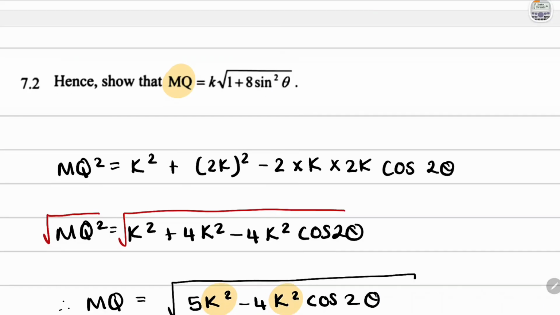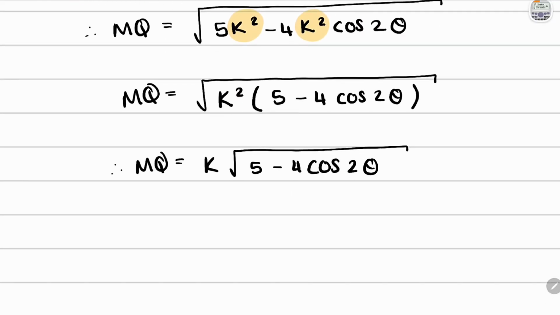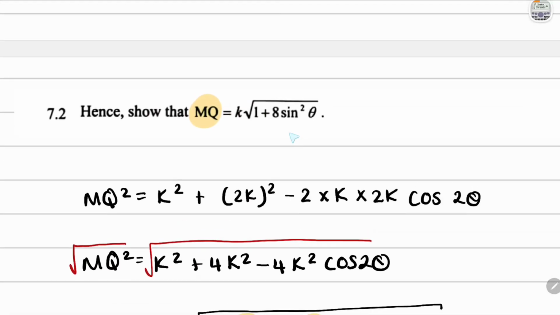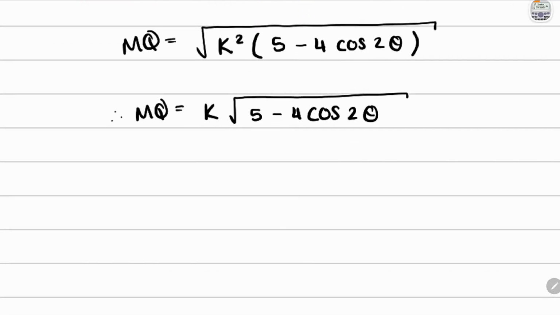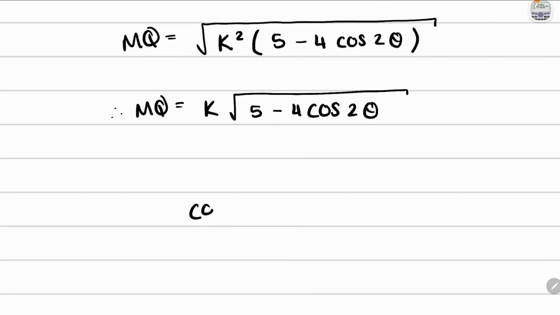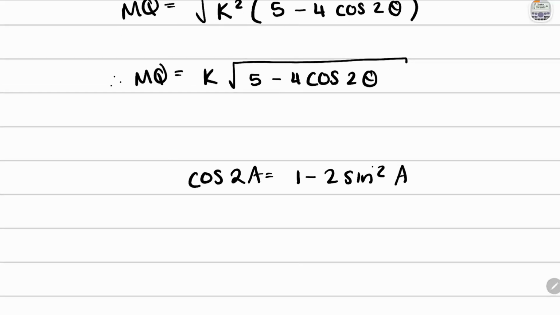Well, they probably changed this cos 2 theta to one of the double angle expansions for cos 2 theta, but one that only has sine. Let's think about the one that only has sine. That would be, for cos 2A, the one that says 1 minus 2 sine squared A. That's the only one that only has sine and no cos included. So we're going to change it to that.